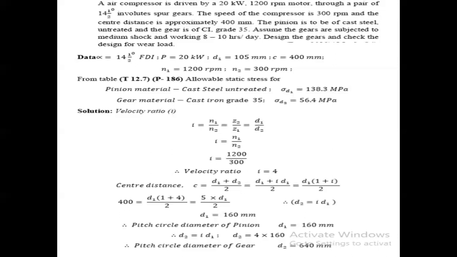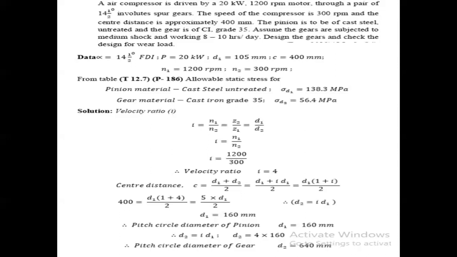The procedure is almost similar to what we did in the last problem. Here also there are mainly three steps. In the first step, we have to decide which is the weaker member, whether the pinion or the gear. In the second step, we find the module m. In the last step, we check the stresses, that is, the dynamic strength and wear strength. Those are the three steps we are dealing with here.